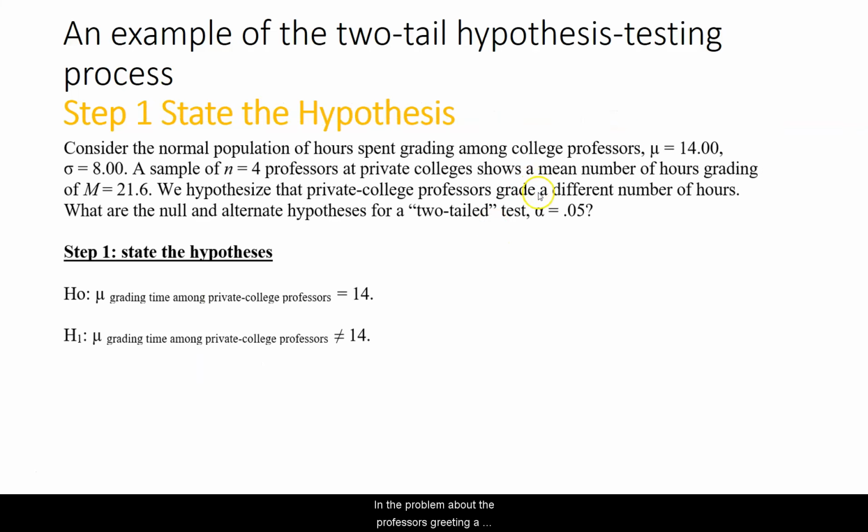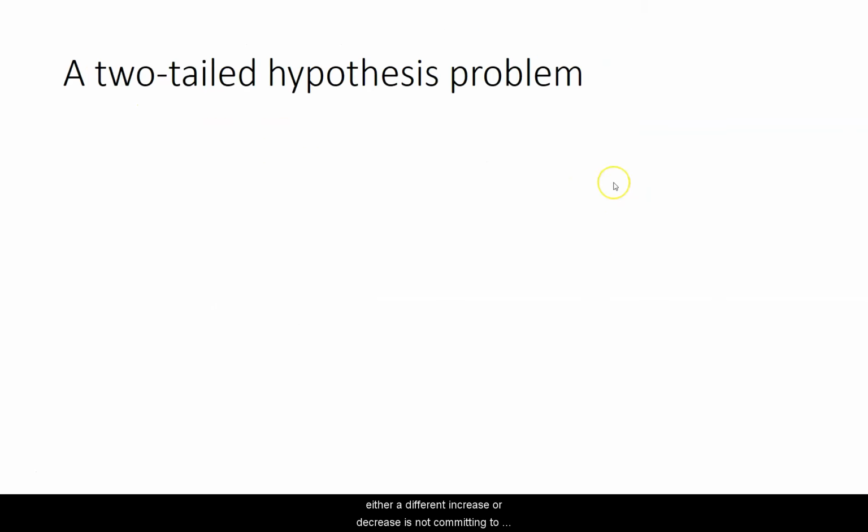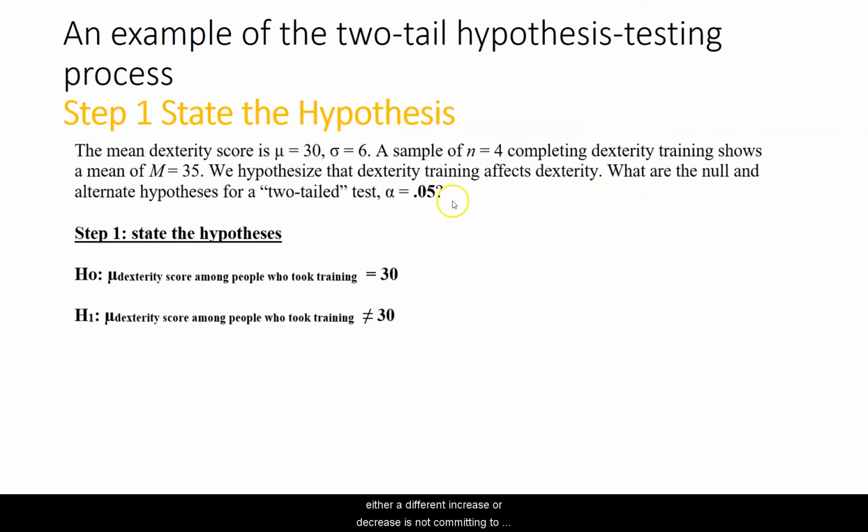In the problem about the professors grading a different number of hours, look what it says. A different number. That's not an increase. It's not a decrease. It's just being vague about what the effect could be. It could be either an increase or a decrease. It's not committing to it. It just says different.